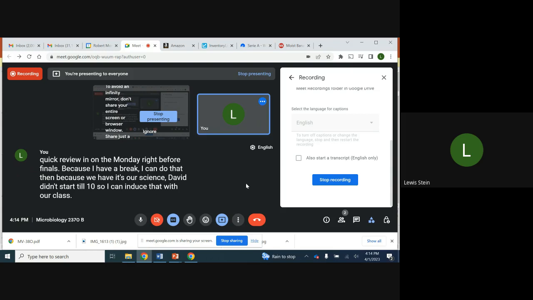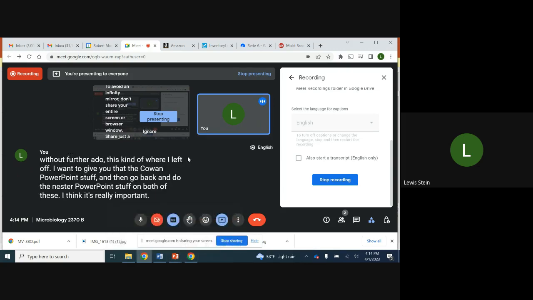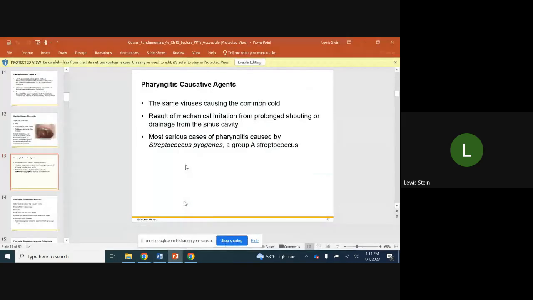So without further ado, this is kind of where I left off. I want to give you the Cowan PowerPoint stuff and then go back and do the Nestor PowerPoint stuff on both of these. I think it's really important. And so let's go there. So this is the Cowan PowerPoint and this is kind of where we left it. We were talking a bit about, let me get over here and scroll down.